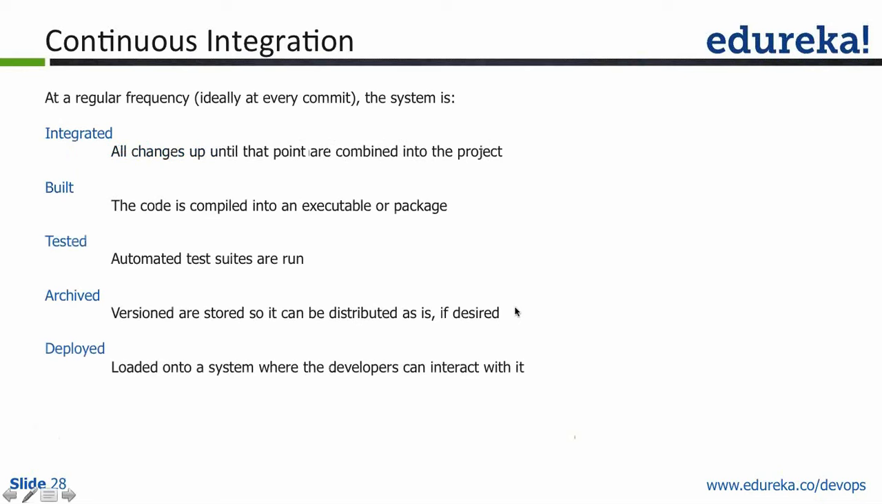So continuous integration, these are the regular frequency, and these are some of the components that we have, or the system that we have within CI. So integrated means all changes up until that point are combined into the project, what we talked about. It is built, the code is compiled into an executable or package format. Tested, it is automated test.